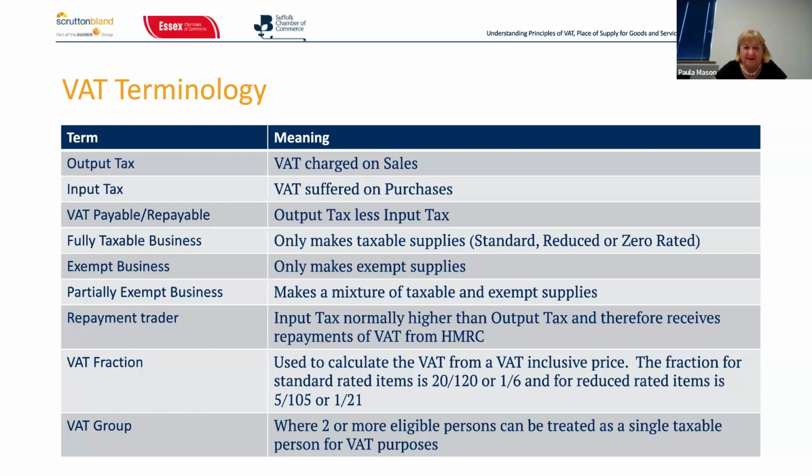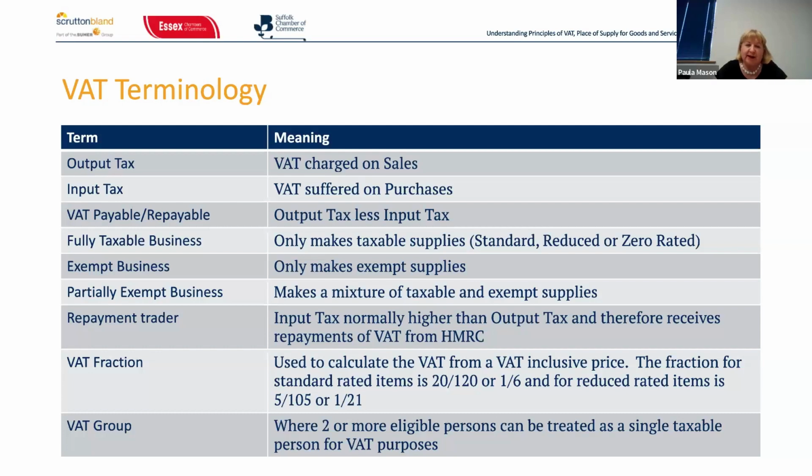So a fully taxable business is one that only makes taxable supplies, but it could be a mixture of standard, reduced rated and zero rated supplies, because they are all, as I said earlier, taxable supplies. An exempt business is one that only makes exempt supplies and therefore cannot register for VAT. A partially exempt business, however, is one which makes a mixture of both taxable and exempt supplies.